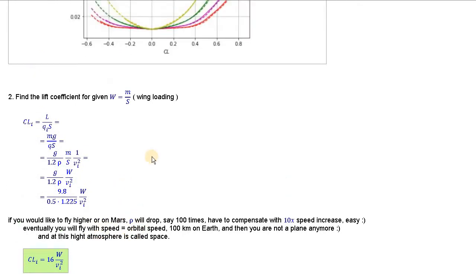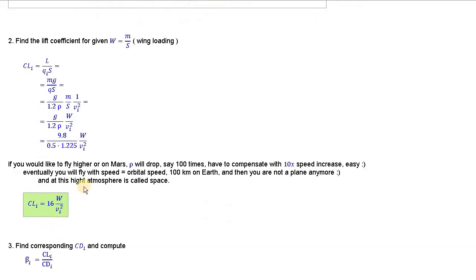Another observation is, if you like to fly higher and higher, then you would eventually reach the orbital speed, because you have to increase the speed. So eventually you're not going to be a plane anymore, but you're going to be a satellite of the planet. You know the speed of orbital objects, of satellites. I think it's 7 kilometers per second, something like that.